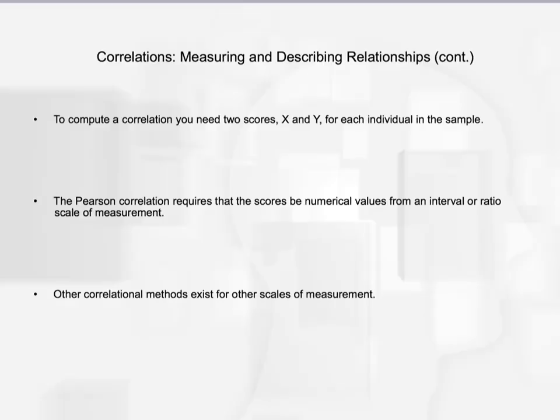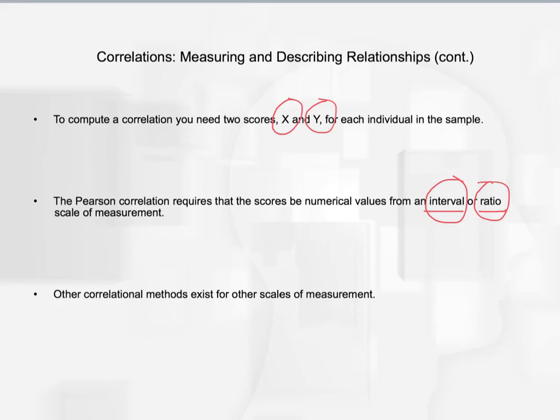So when you're doing this study, you always need two scores. We have an X score and a Y score for each individual in a sample of people. So we have one group, one sample, two scores for each person in that group. When we're doing this type of study, the variables must be measured on an interval or a ratio scale. You can't do a Pearson correlation with nominal data or ordinal data.